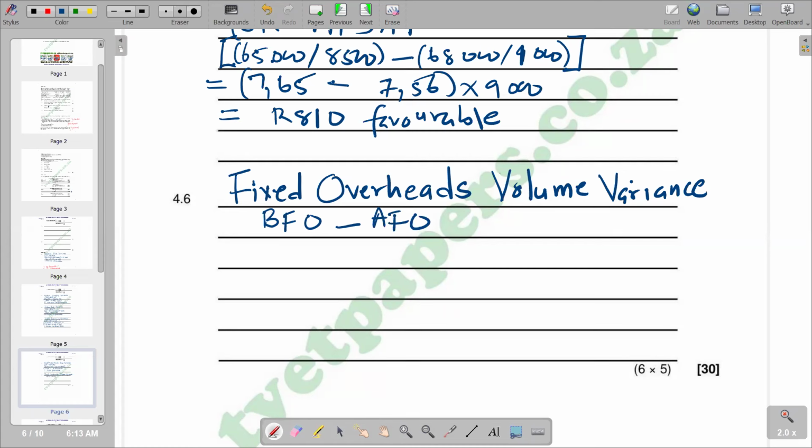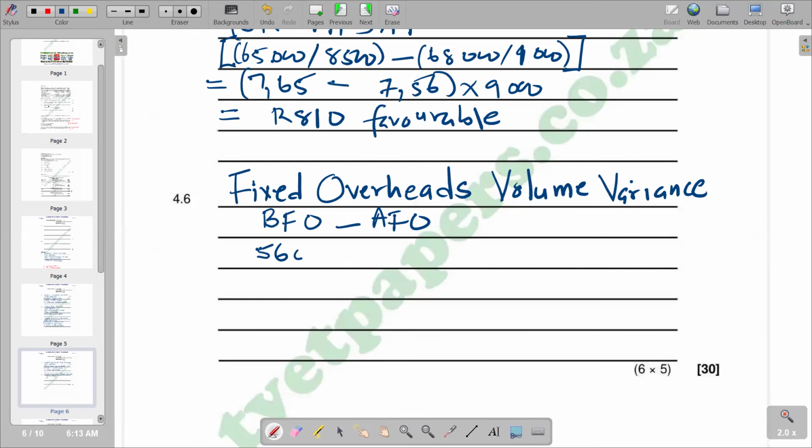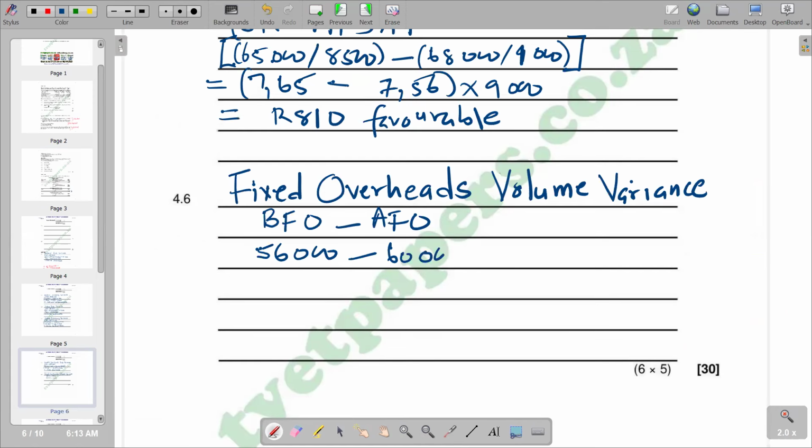For our budgeted fixed overheads, we refer back and see we're given a budgeted figure of 56,000. Budgeted fixed overheads is 56,000. So we're going to say 56,000. We subtract actual fixed overheads, which is 60,000. So we subtract 60,000. And we see that we are going to get a negative 4,000, which is going to be unfavorable.